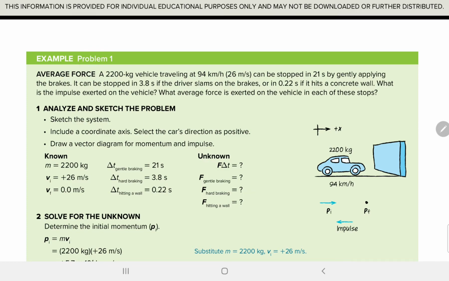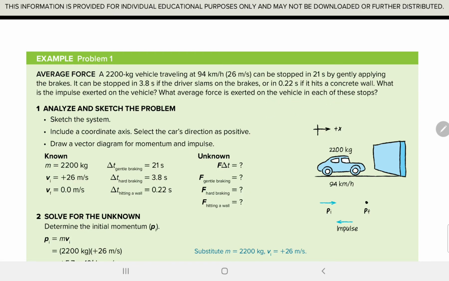Here we have an example, problem 1. A 2,200 kilogram vehicle traveling at 94 kilometers per hour, or 26 meters per second, can be stopped in 21 seconds by gently applying the brakes. It can be stopped in 3.8 seconds if the driver slams on the brakes, or in 0.22 seconds if it hits a concrete wall.